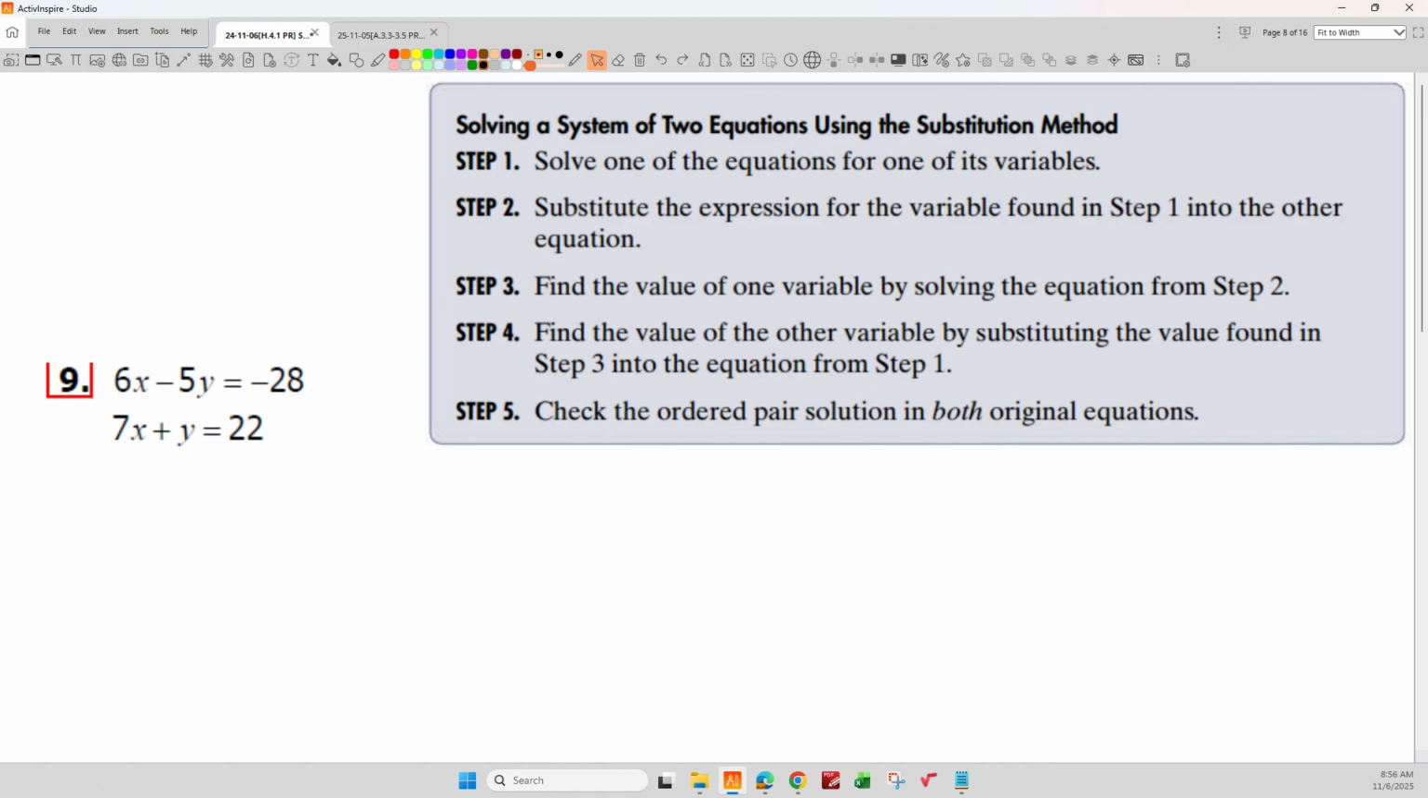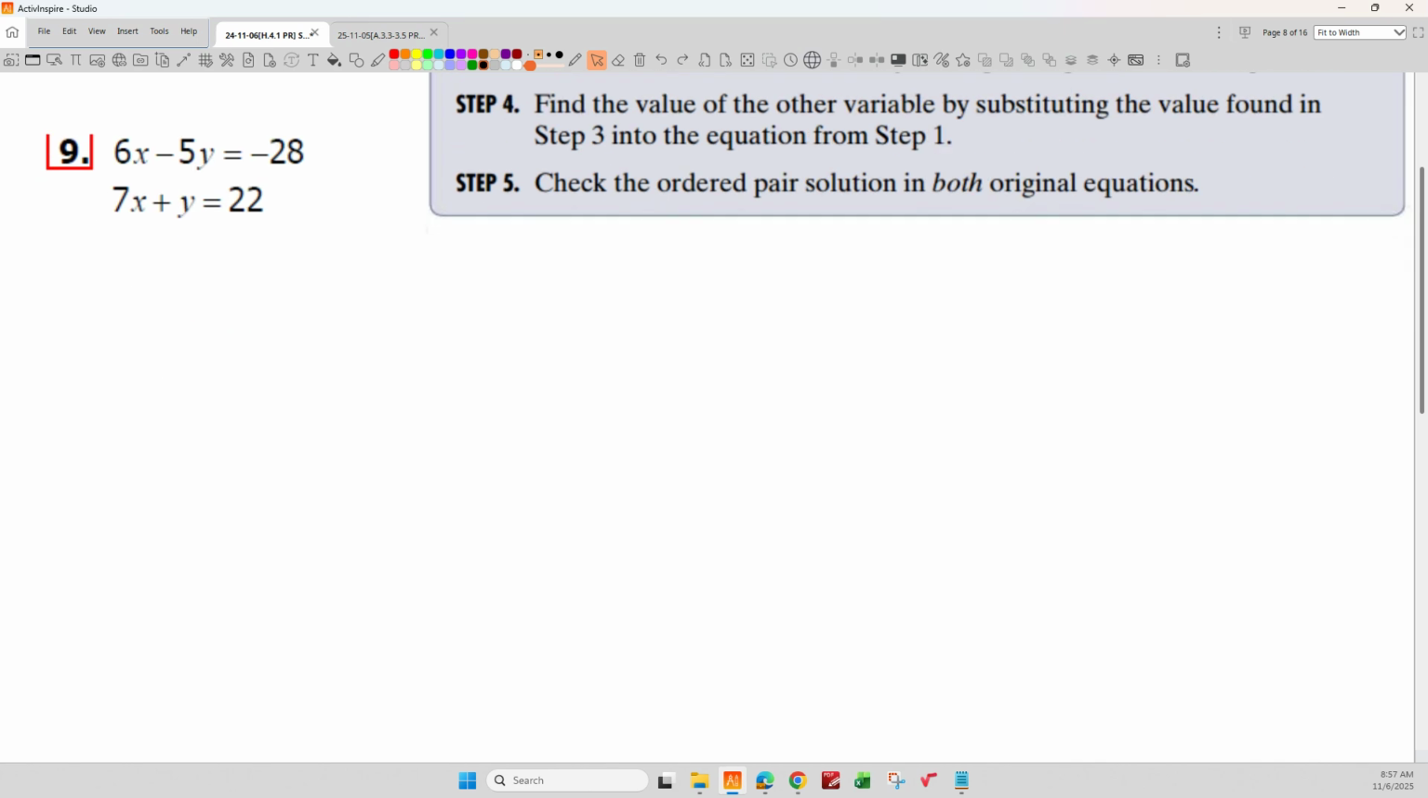So substitution, it's fine to use, and it's really easy to use if there's a variable that's really easy to isolate without creating fractions. Okay, so let's go through this process. First step is isolate a variable. You guys correctly identified the variable I want to isolate. That's y. If I isolate y, I just get -7x plus 22. Okay, what do I have to do now?